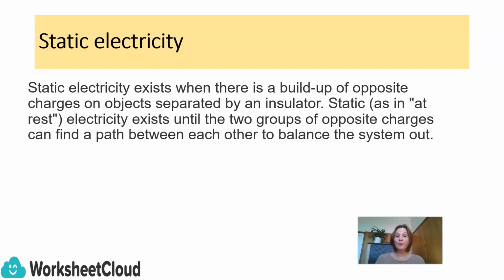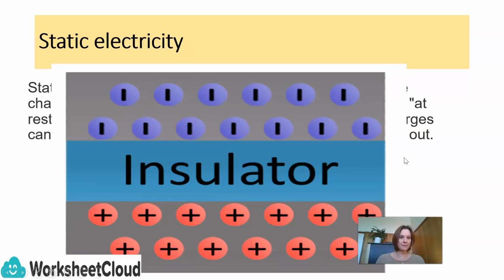Now, this is a follow-on from lesson 1, so you should have all your prior knowledge to prepare you for this lesson. If you haven't watched lesson 1 yet, please do that before continuing with lesson 2. So, static means as in at rest. It is electricity that exists until the two groups of opposite charges can find a path between each other to balance the system out. So opposite charges with an insulator between them.